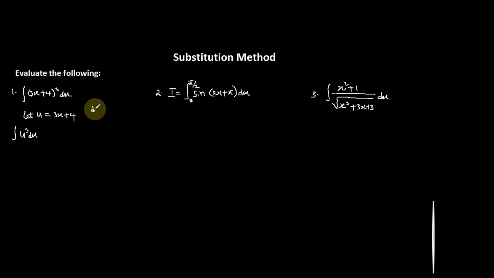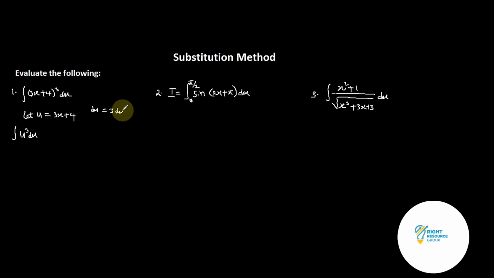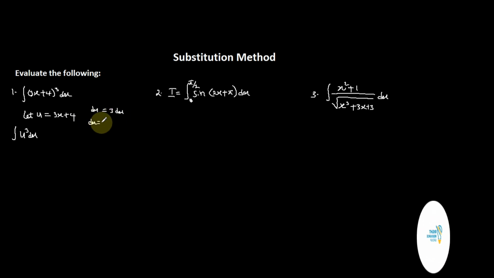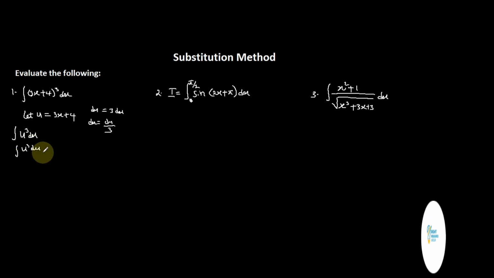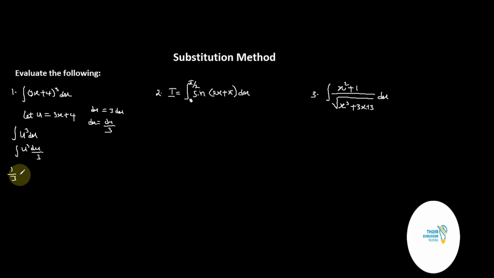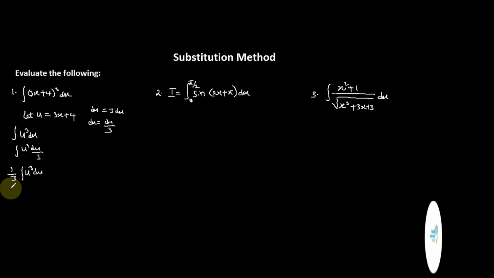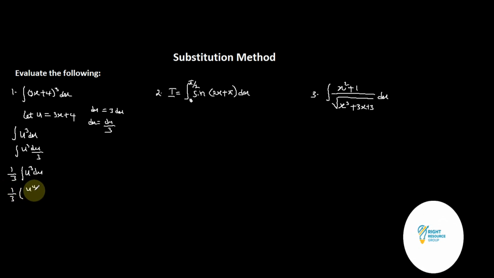So let's differentiate u with respect to x. We are going to have 3 dx, and that means dx will be equal to du over 3. So this is going to give us the integral of u raised to the power of 3 du over 3. Now we can actually bring this 1 over 3 outside. We are going to have u raised to the power of 3 du, and if we integrate this, we are going to have u raised to the power of 4 divided by 4 plus c.